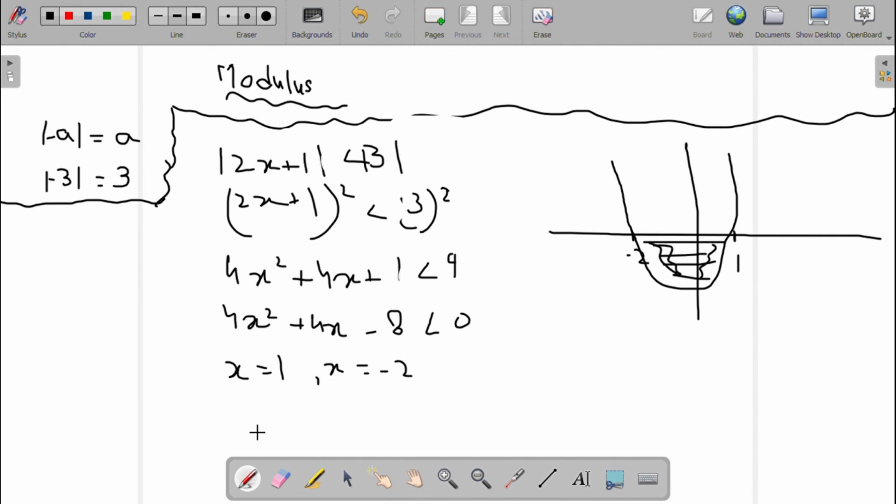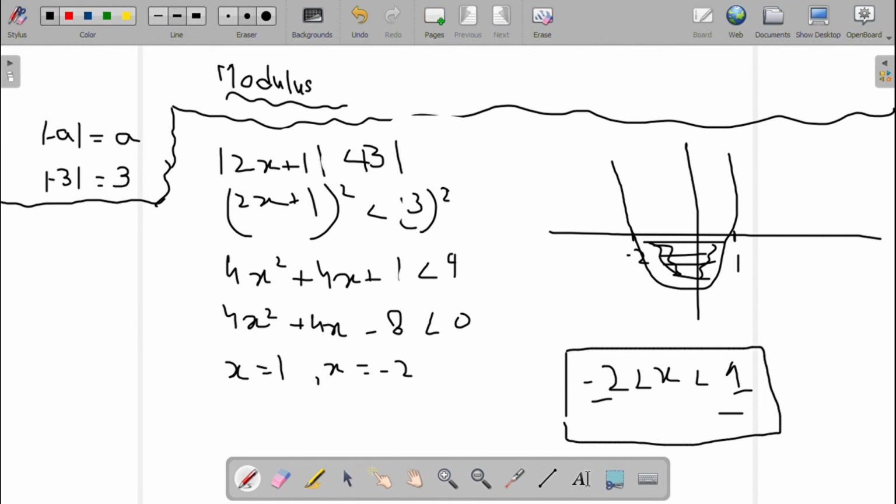So how will we make the final inequality for this? x will be between -2 and 1. Remember, always write the smaller number on the left side of the x and the bigger number on the right side, with less than signs on both sides. So this is our final inequality for this mod problem.